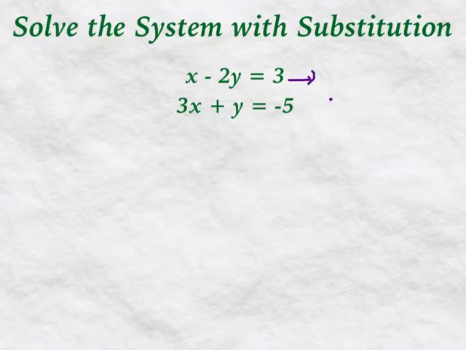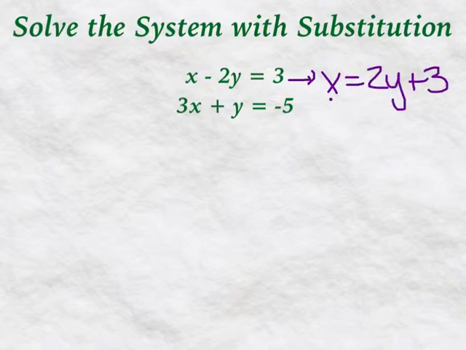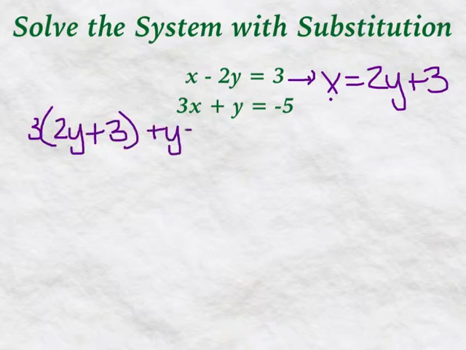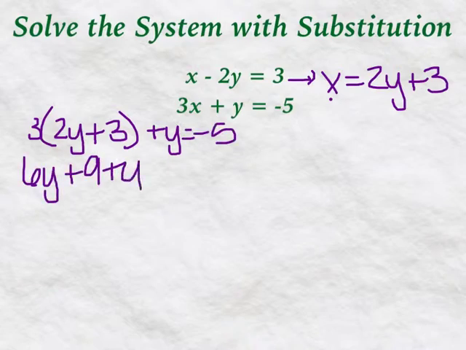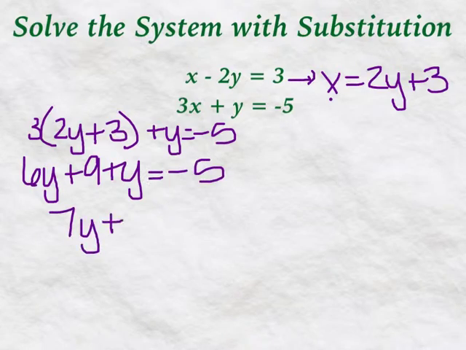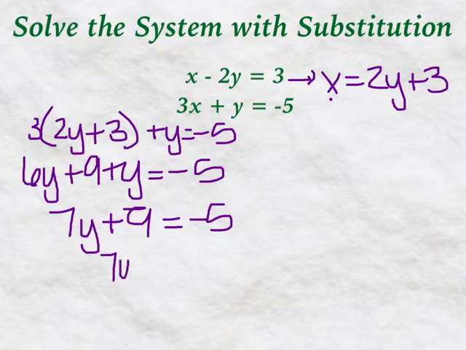So here, if I added 2y to each side, I have x equals 2y plus 3. I then plug that in for x. So 3 times 2y plus 3 plus y equals negative 5. That's 6y plus 9 plus y equals negative 5. That's 7y plus 9 equals negative 5. Subtract 9 from each side, and 7y equals negative 14. So y equals negative 2.